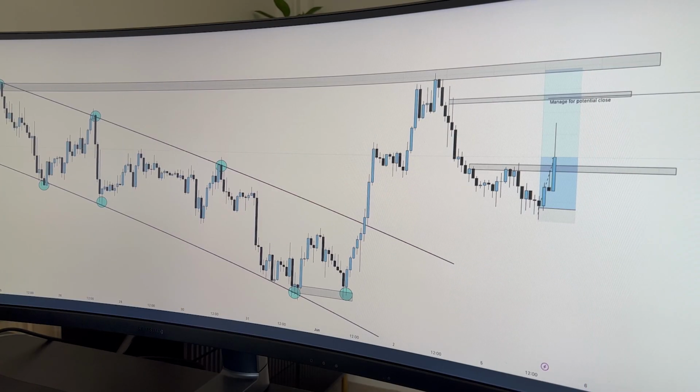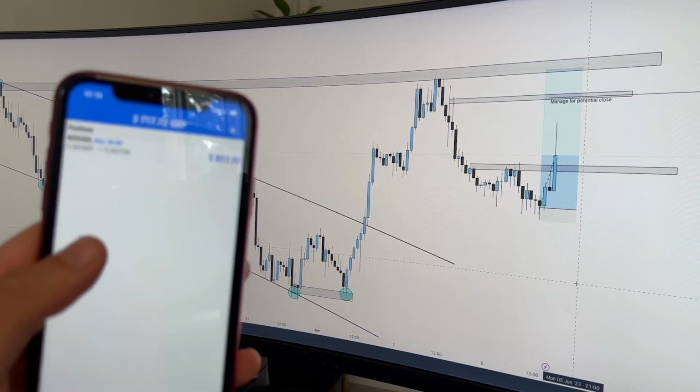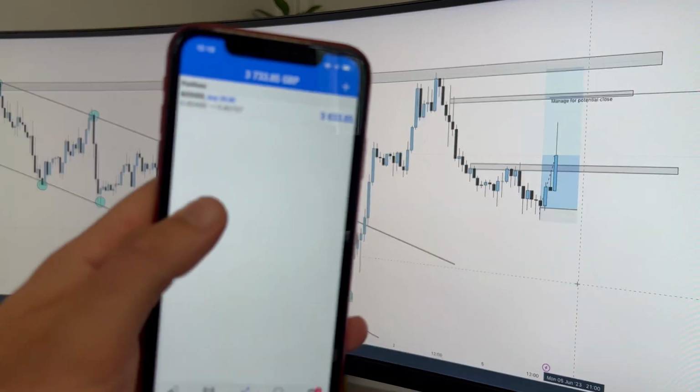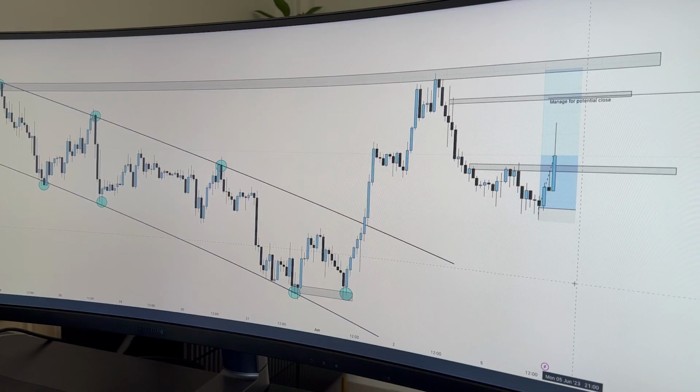Right guys, so here we are with a nice update on our NZDUSD trade. As you can see, we've had a nice push to the upside. Still in the trade, I'll show you the position right now. So that's the position we're still currently holding.